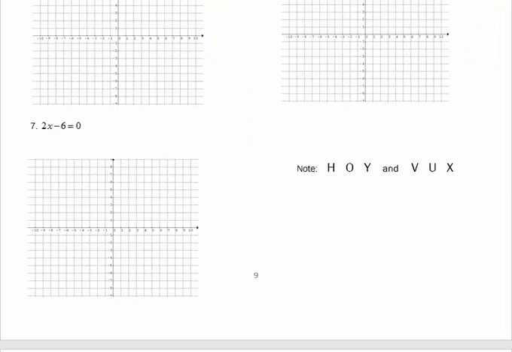But what about number 7? Number 7 has 2x minus 6 equals 0. You still only have one variable, but you don't know what it is yet. So let's go ahead and solve for x. To solve for x, I'm going to add over the 6. So 2x is going to equal 6. When I divide by 2 on both sides, I get x equaling 3.